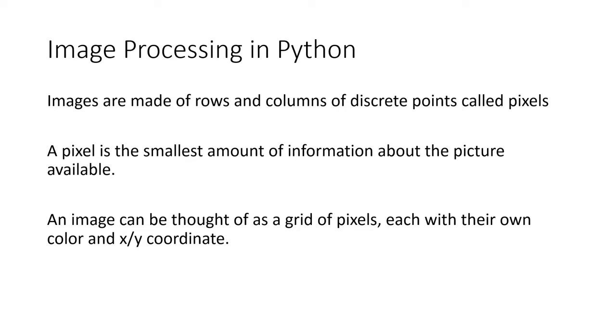Now we're going to talk a little bit more about image processing and how we can do that using Python. Images are made up of rows and columns of discrete points called pixels. A pixel is the smallest amount of information about a picture that's available. An image can be thought of as a grid of pixels, each with their own color and their own XY coordinate.